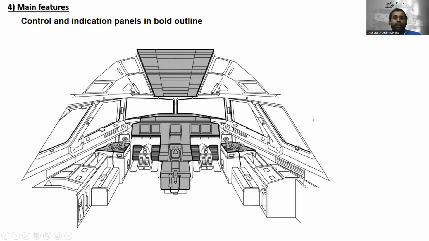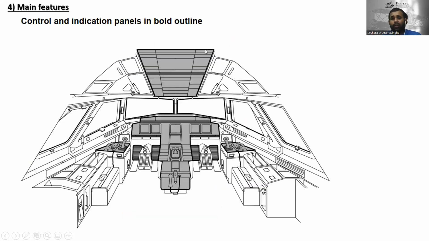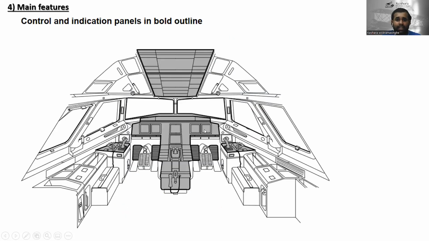Now let's go to the main features. The control and indication panels in both are outlined. This is the bold outline. You can see this is the overhead panel, the center pedestal, and this is the side stick. The main feature is the side stick controllers, which leave the main instrument panel unobstructed. See, the side stick panel leaves the main instrument panel unobstructed. There are 6 display units, interchangeable, switchable, and integrated into the same system architecture, EFIS or ECAM. So these are the 6 interchangeable display units.